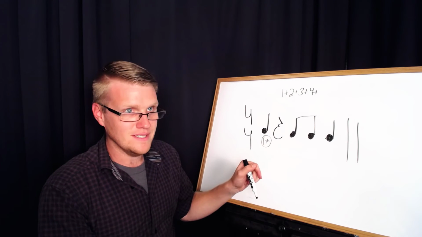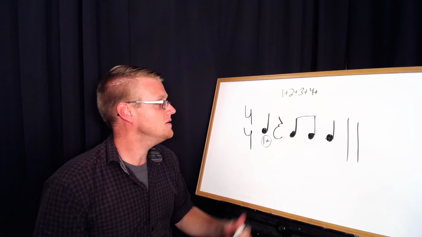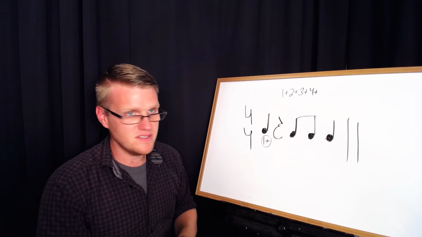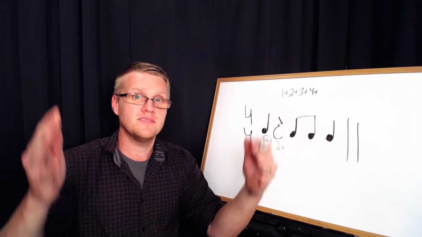Now I have a rest. This is a quarter rest. A quarter rest receives 1 count of silence. So it gets the same amount of eighth note subdivisions. It gets 2, except no circle. Because a circle equals, you got it.